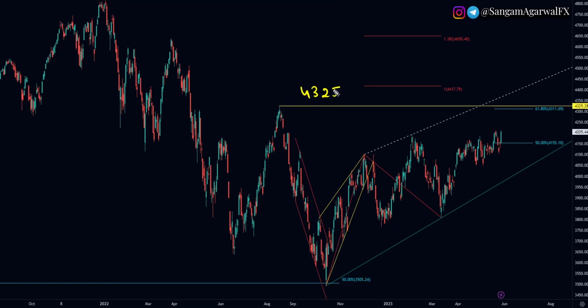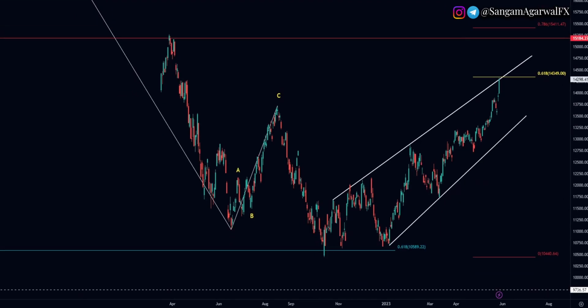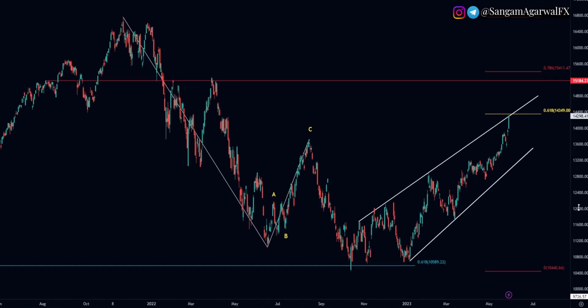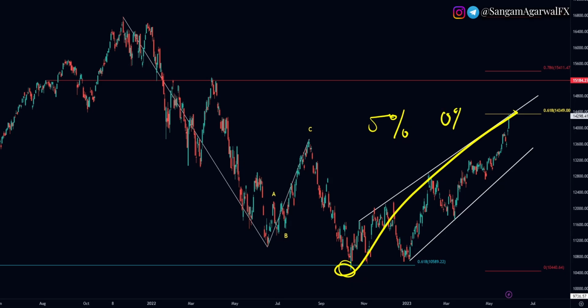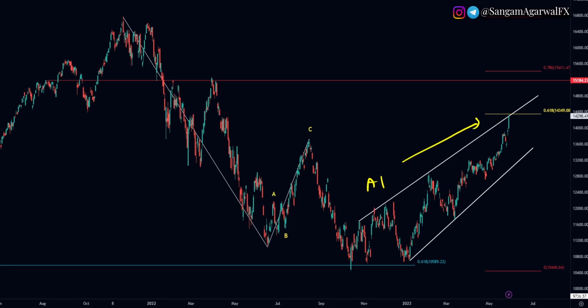So 43.25 key resistance, 3800 key support level. And if you see NASDAQ daily time frame, it is flying like there is no recession, like there is no difference between 5% Fed interest rate and 0% Fed interest rate. Last year AI was not a bubble, but now AI is a bubble, and because of that bubble this is flying like the Fed interest rate is now 0 and they are doing QE monetary policy.